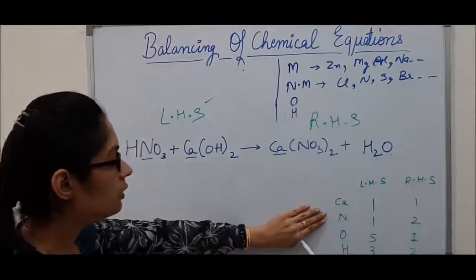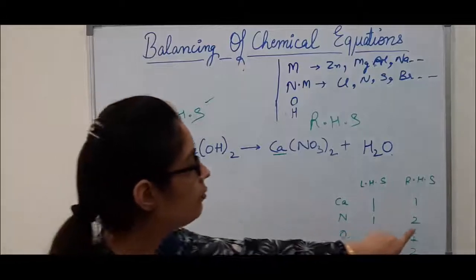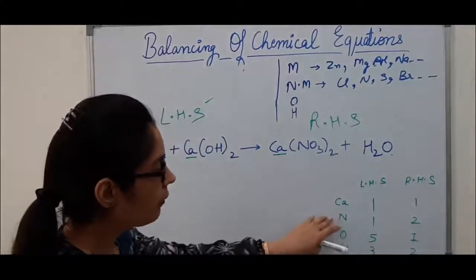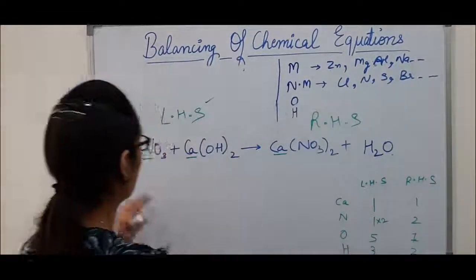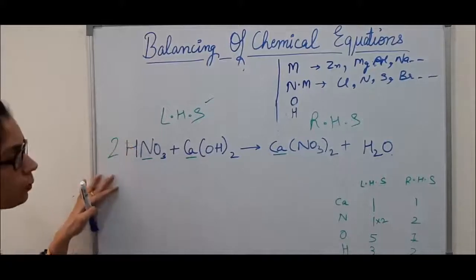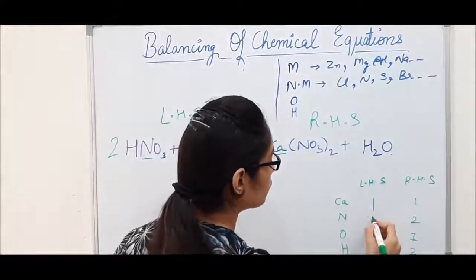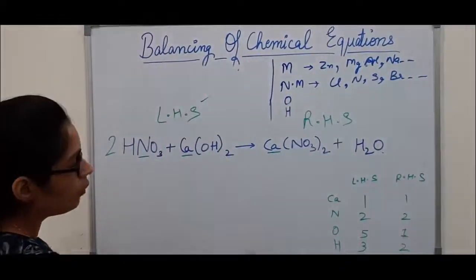Now let's balance for the given non-metal, which is nitrogen. I can see on the right hand side 2 atoms of nitrogen are present, while on the left hand side only 1. So what I will do, I will multiply this with 2, which gives me 2 atoms of nitrogen on both sides of the equation.